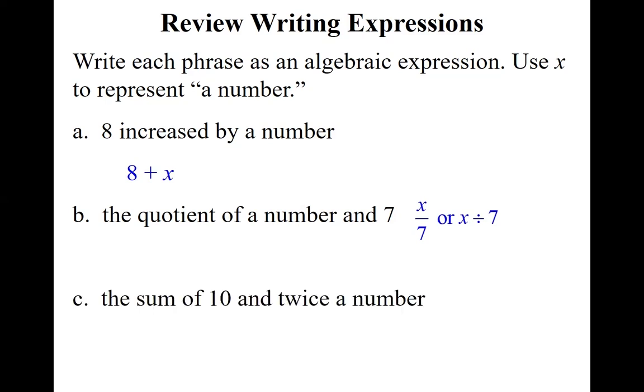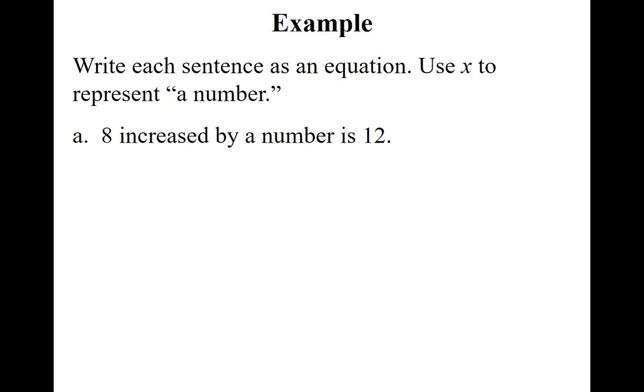And C, the sum of 10 and twice a number. The sum of means we're adding two things. The two things that we're adding are 10 and twice a number. 10 and 2x. 10 plus 2x. If we throw the equal sign in there, then they're no longer expressions, they are equations. Equations are expression equals expression.